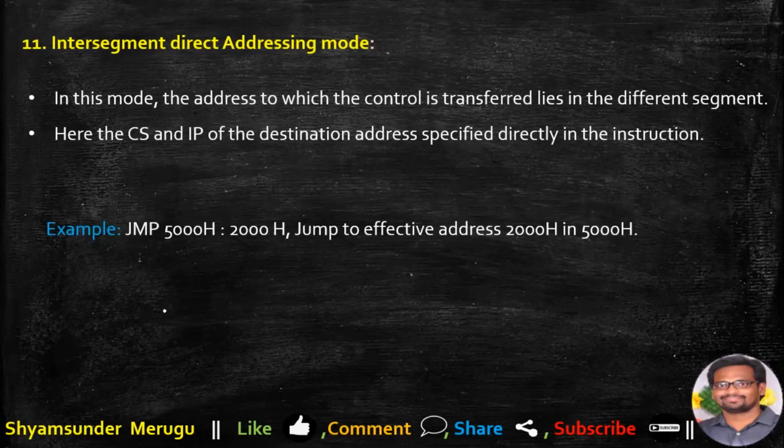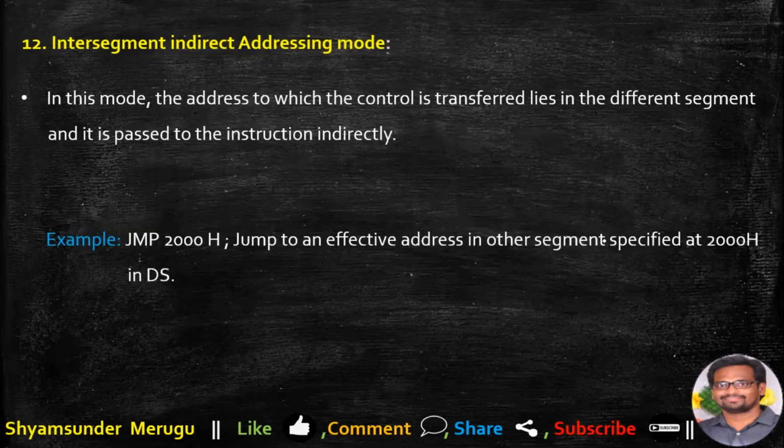And coming to intersegment direct addressing mode. So in this mode, the address to which the control is transferred lies in a different segment. And here the CS and IP of the destination address are specified directly in the instruction. The address is directly mentioned. What are the addresses? One is the base address, that is CS. One is the offset address, that is IP. Okay. So the IP and CS addresses will be directly mentioned. So here if jump 5000H colon 2000H means jump to the effective address 2000H in that segment which is specified with 5000H. Intersegment indirect addressing mode.